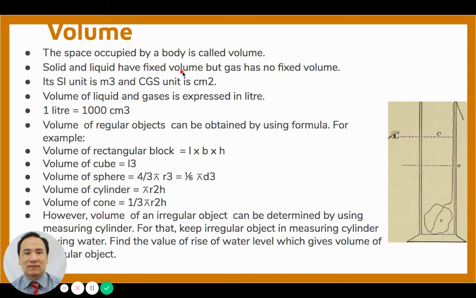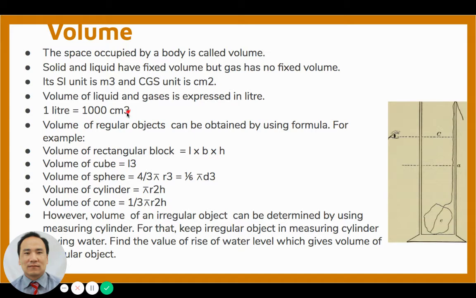Volume. The space that is occupied by any body is called volume. Solids and liquids have fixed volume, but gas has no fixed volume. The SI unit of volume is cubic meter, and the CGS unit is cubic centimeter, and the volume of liquids and gases is expressed in liters. So 1 liter has 1000 cubic centimeters.